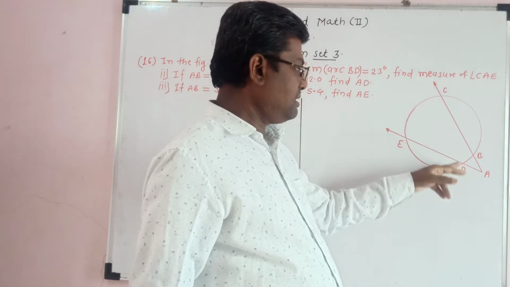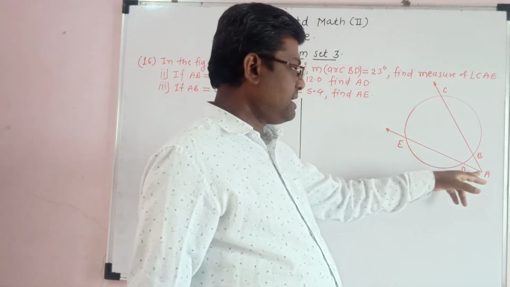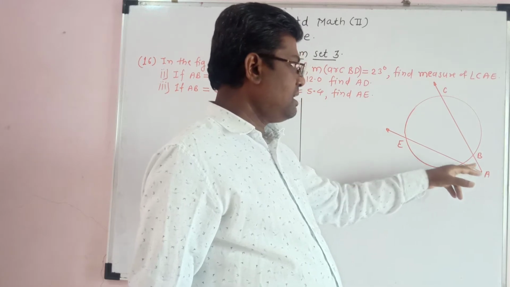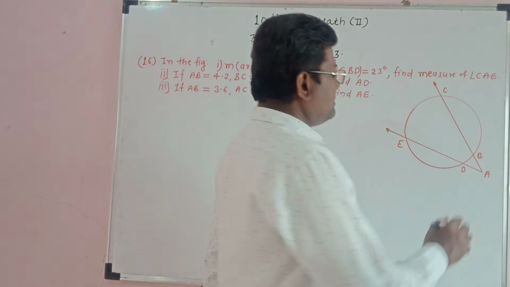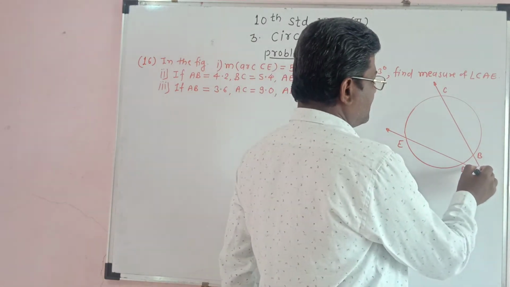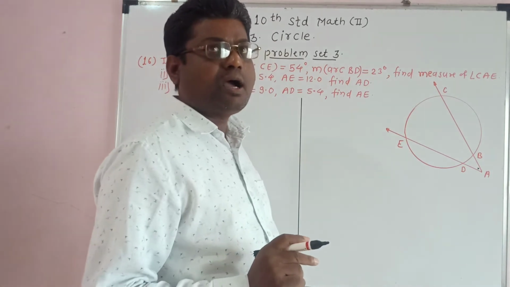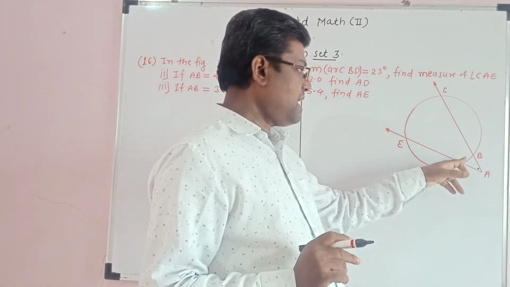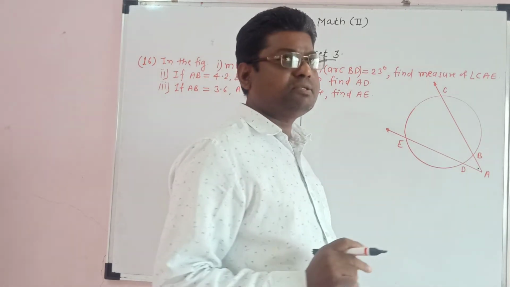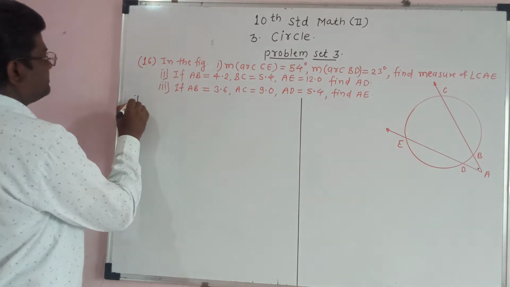Chord BC and chord DE intersect externally at point A. Therefore, we can find this angle. There is one property: the measure of this angle is equal to half in bracket measure of this arc minus measure of this arc.